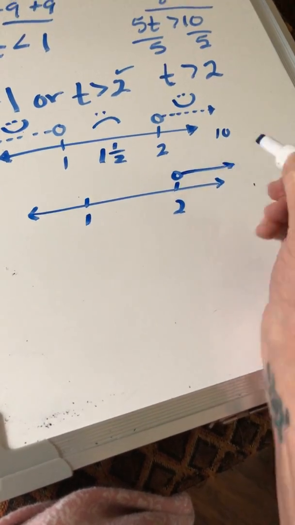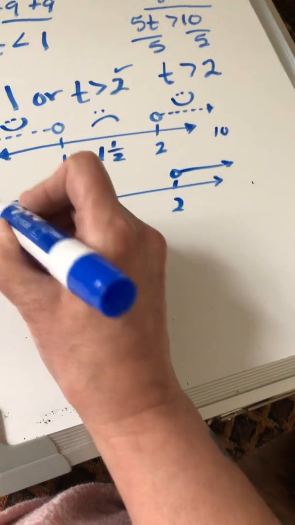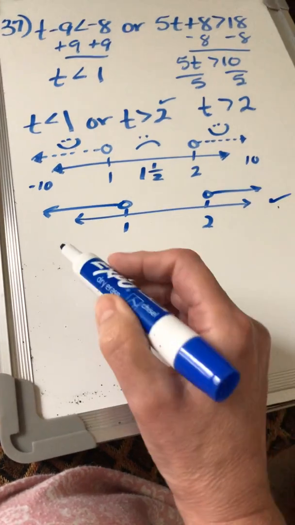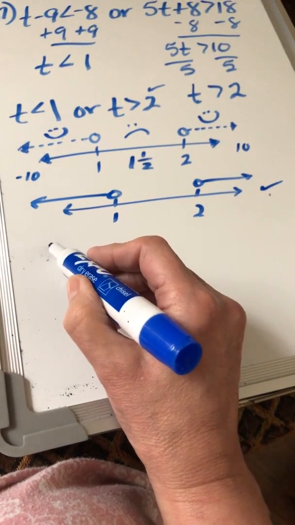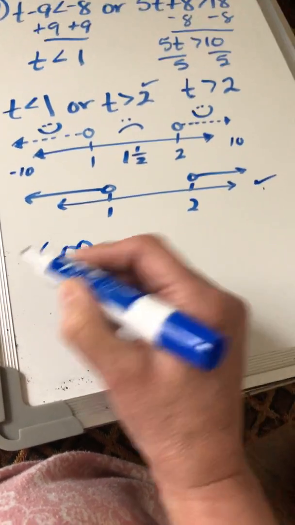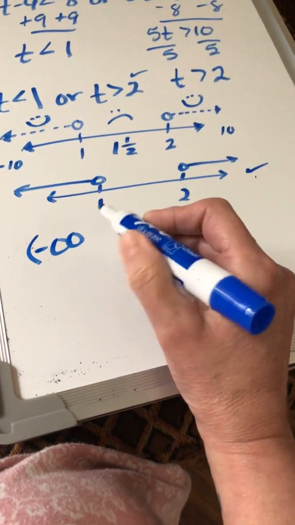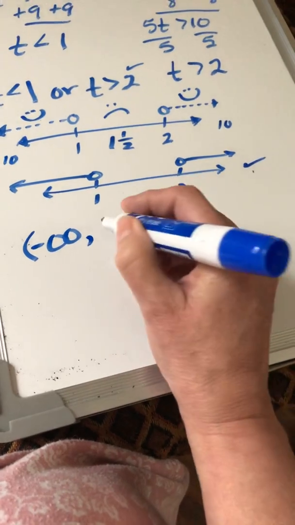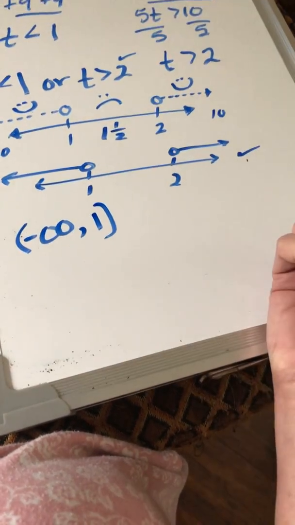For our final solution. There's my graph. There's the appropriate graph. Here's the interval notation. Starts at negative infinity. Remember, infinity is always excluded. It's never exact because it's kind of a moving target. We go to 1. 1 is not included.